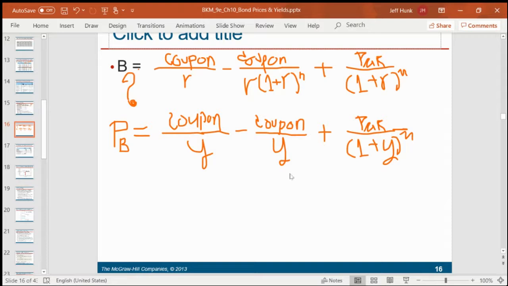What is the unknown? It's the same equation, but you might wonder what's the difference. The difference is that previously this one is the unknown, but now this is not the unknown. This is known. Why? Because this is the market price, and market price is what? Market price is a given. In other words, today's bond price, right?